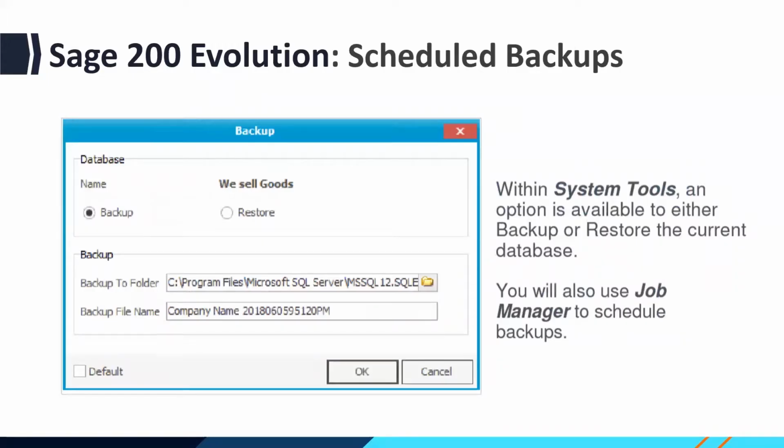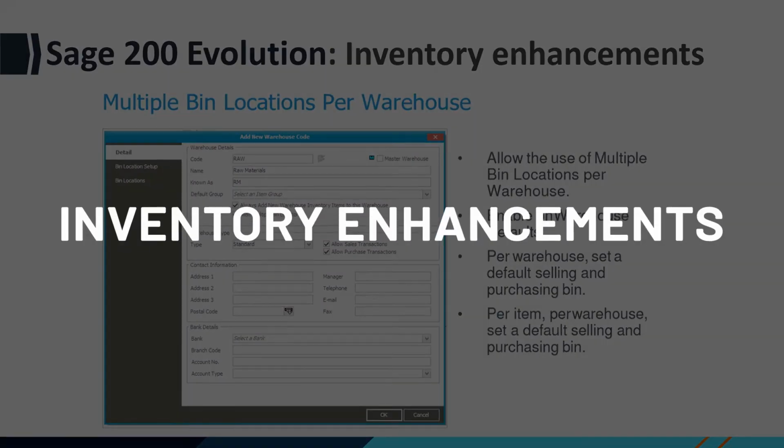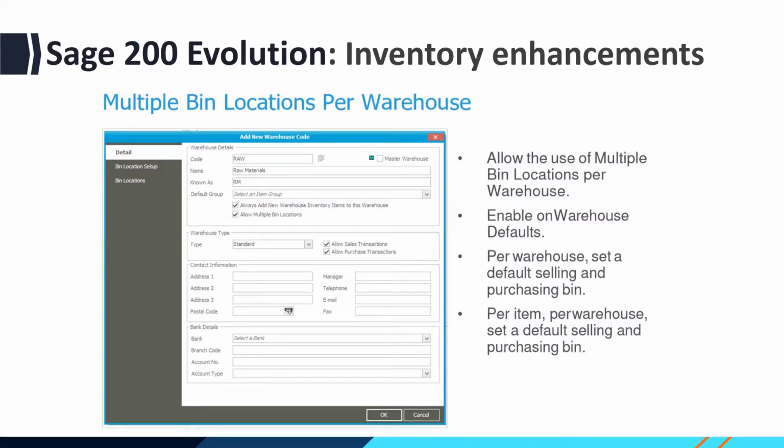What this means is the person that has got access rights to do a backup from within the application can do it from that person's workstation. They no longer have to log into the server and go through the long process of doing a fairly technical backup within SQL. Looking at the first inventory enhancement, this is a major enhancement on the inventory side for Sage Evolution 200, and this allows multiple bin locations per warehouse and subsequently multiple bin locations per inventory item.